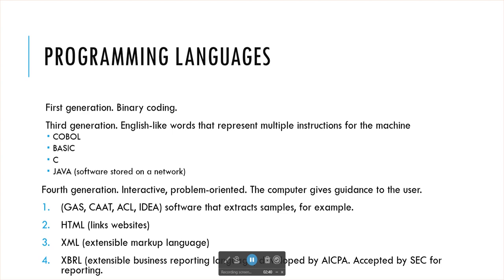The one that you really should pay attention to is XBRL, because XBRL was developed by the AICPA and accepted by it, and it's what the SEC uses for financial reporting. So it's streamlined financial reporting by having this XBRL. XML is a markup language. You should also know about that.